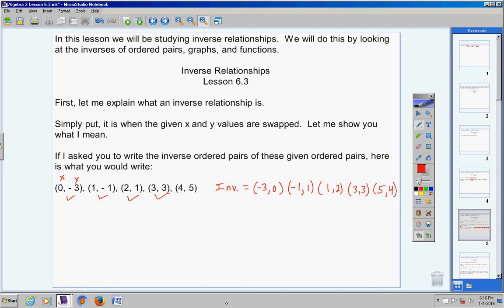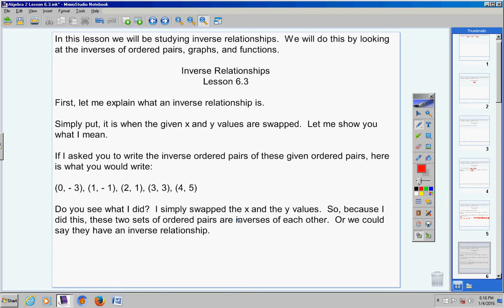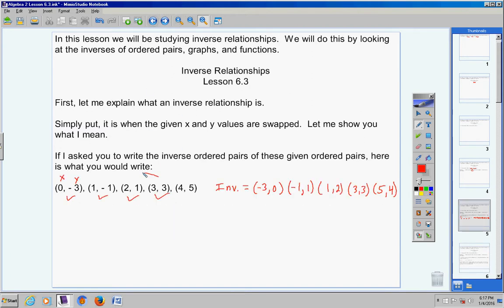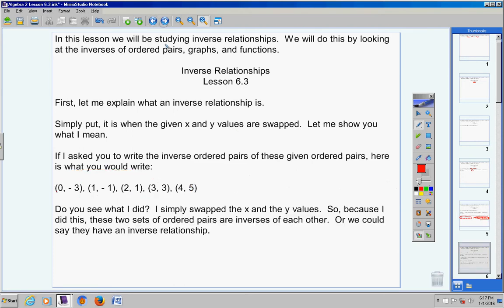Now, inverse relationships can be a little more complex, especially when you get into word problems and functions. And we're going to get into that, but for now, let's keep it simple. When I say we have an inverse relationship, it's when the x and y values are swapped, okay? Now, do you see what I did? I simply swapped the x and y values. So, because I did this, these two sets of ordered pairs are inverses of each other. Or we can say they have an inverse relationship.